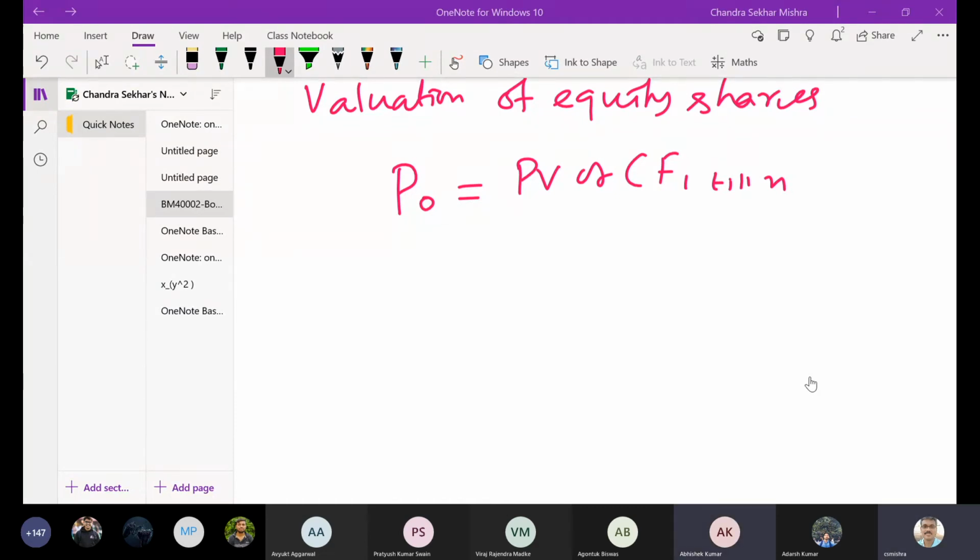Yes, on some shares you may expect some dividend, so that way cash flow can be there. And at the end of a particular year, you can think of exiting from the investment. So you can forecast the price at that point of time, and then accordingly you can use this particular formula. Otherwise, it's very difficult.